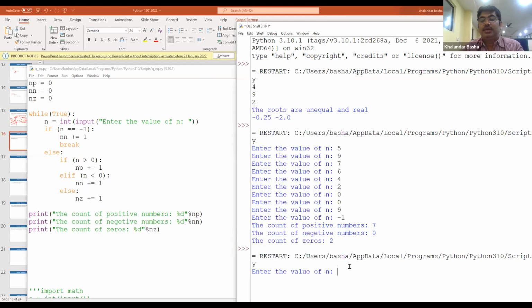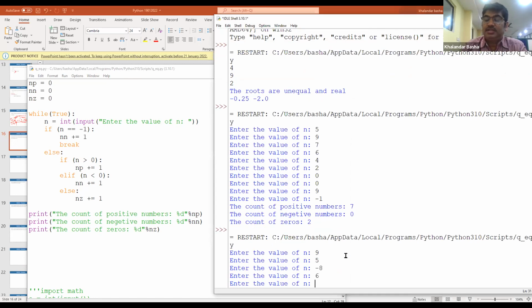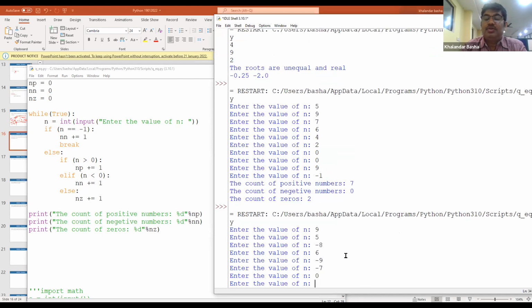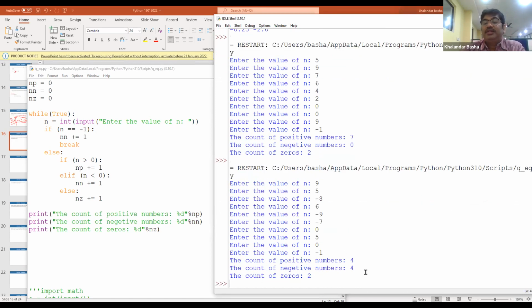Again, we will run. I'm entering -8, so it will not be terminated, because what is the condition we are checking? Only for -1. Whenever -1 is encountered, we have to terminate. 6, -9, right? -7, 0, 5, 0. Then I'm entering -1. How many positive numbers are there? 9, 5, 2, 3, 4. So 4 positive numbers, negative numbers 1, 2, 3, and -1 also I'm counting. So 4. Number of zeros are 2.